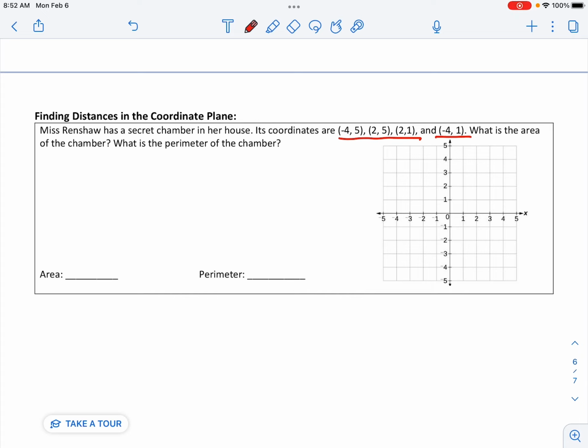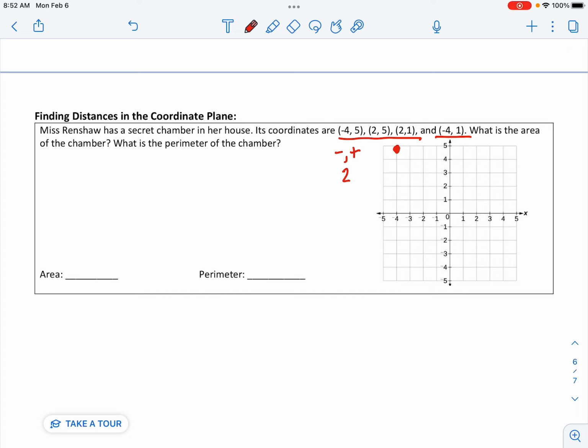Okay, so our first one is negative 4, 5. So that's a negative and then a positive. So I know that's going to be in quadrant 2. Okay, so I go to the left 4 and then I go up 5. Right there. Okay, they don't have any letters attached to them, so I'm not going to label it.